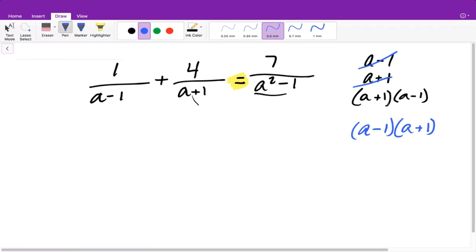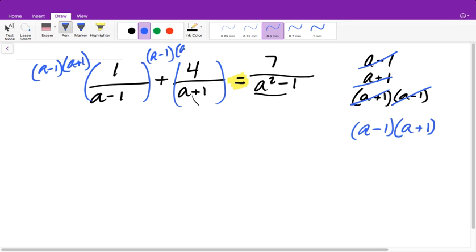Now, here we have a plus 1, which we already wrote down. Here we have a minus 1, which we already wrote down. So the least common denominator between all of these denominators is a minus 1 times a plus 1. And now we are going to multiply everything by that. Every single term gets multiplied by this. And I showed you in class why that works when we're dealing with fractions.